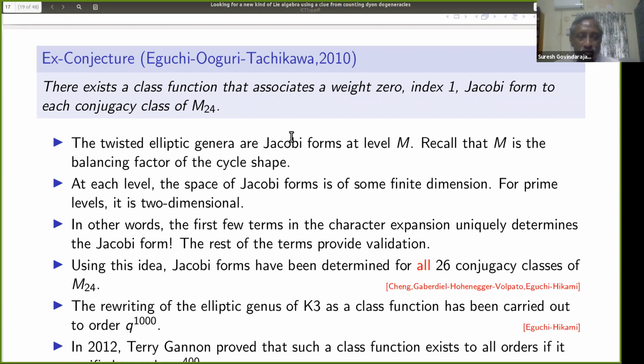What Eguchi, Ooguri, Tachikawa did is they looked at the simple case of phi 0,1, which is the elliptic genus of K3, and they expanded it in terms of characters of the N=4 superconformal algebra, with an SL2 affine subalgebra. They found that, out of the blue, the dimensions of representations of M24 started coming. And so they had some guesses looking at the first few terms.